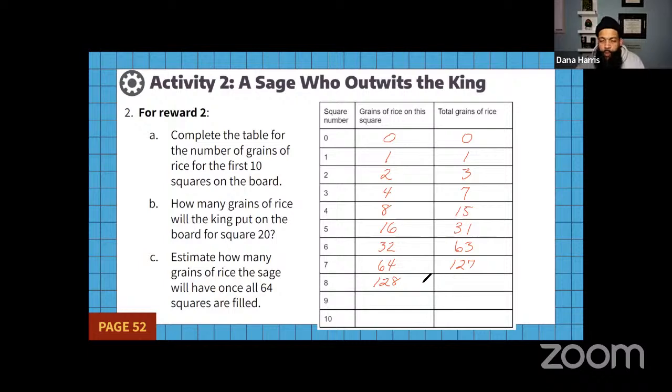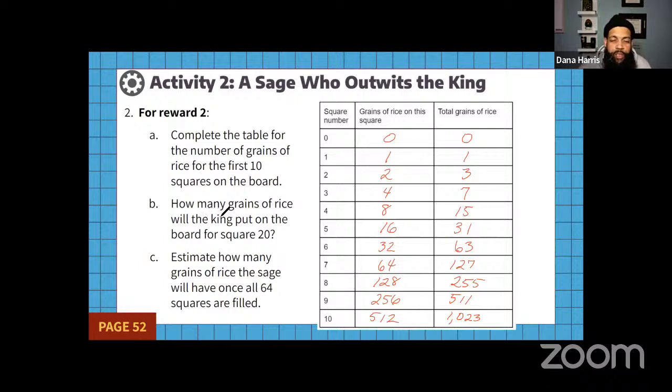And then we add the 128 to the 127, and we have 255 grains of rice. And then that 128 doubles, and we get 256. And if we add those together, we get 511 grains of rice. And then we double that 256, we get 512 grains of rice. And if we add 512 to 511, we get 1,020. Whoa, I didn't write that correctly. 1,023 grains of rice. Okay, so we completed the table for the first 10 squares.